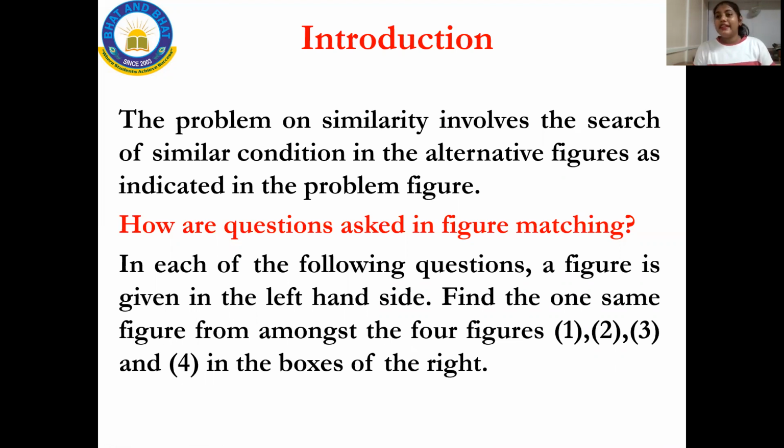Similarity is also called figure matching. You should not get confused if they give figure matching or similarity, one and the same. And how to solve? They'll give the problem figure followed by the answer figures. So your work is to find out the same figure. I'll teach you with an example.